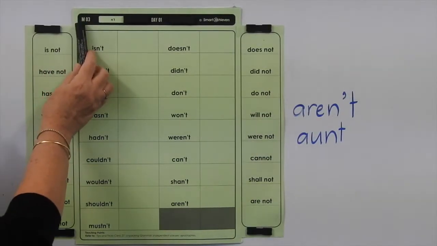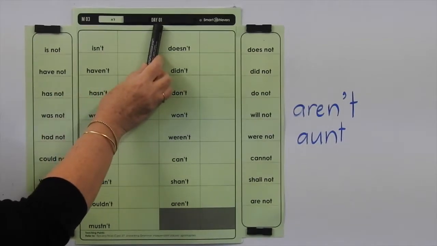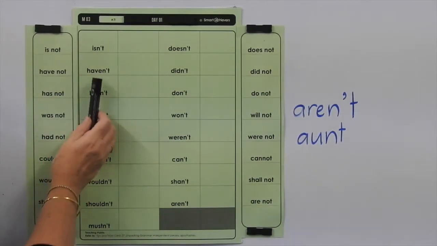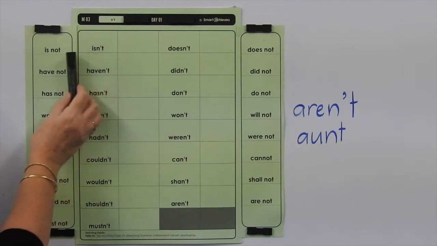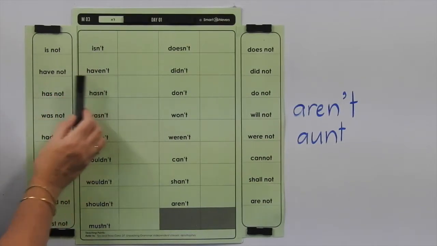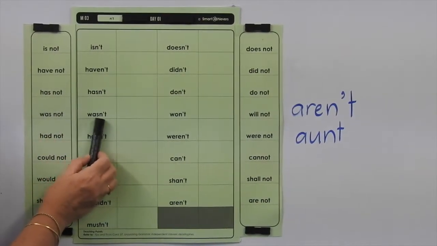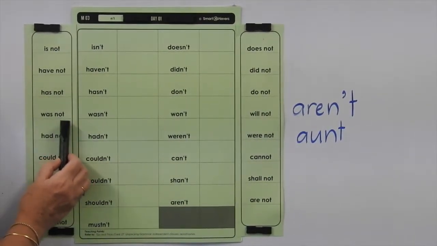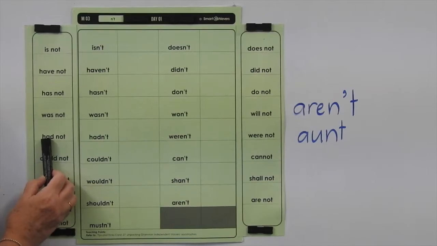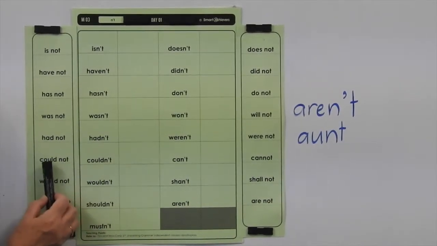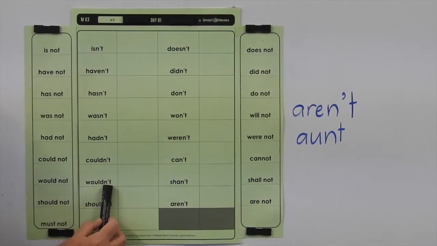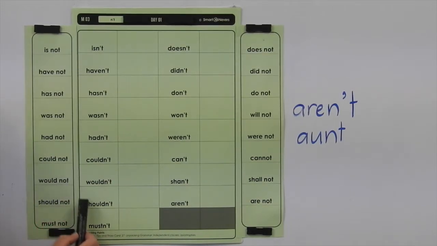This is level M, list 3, and we're doing the day 1 page. And our contractions today are isn't, short for is not, haven't, short for have not, hasn't is a contraction for has not, wasn't is a contraction for was not, hadn't is a contraction for had not, couldn't is a contraction for could not, wouldn't is a contraction for would not, shouldn't is a contraction for should not, mustn't is a shortened version of must not.